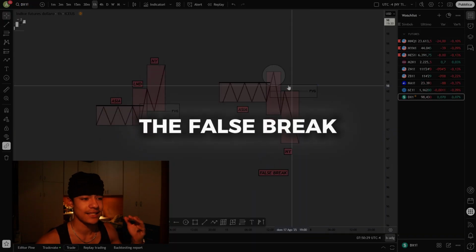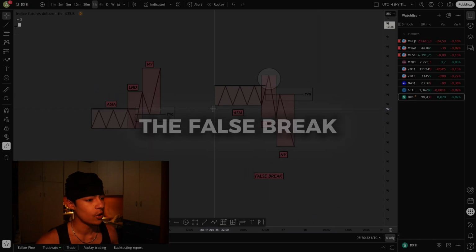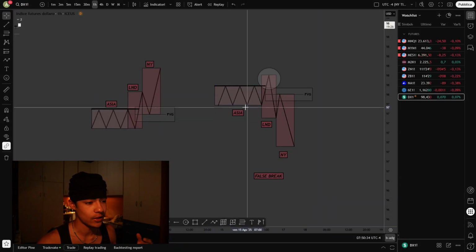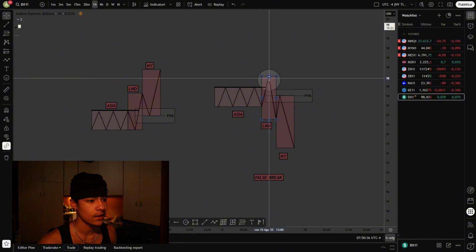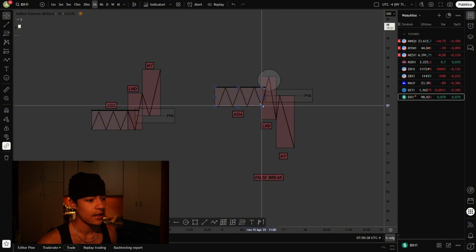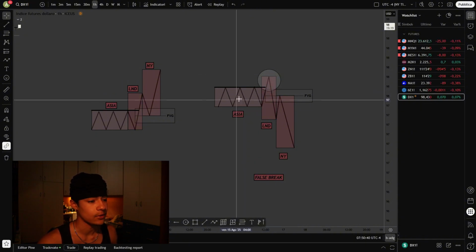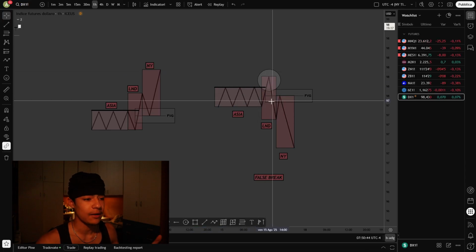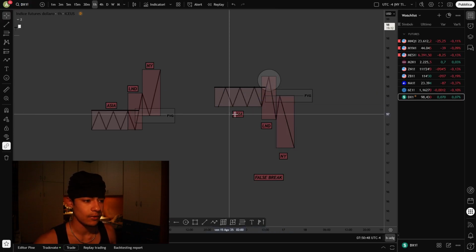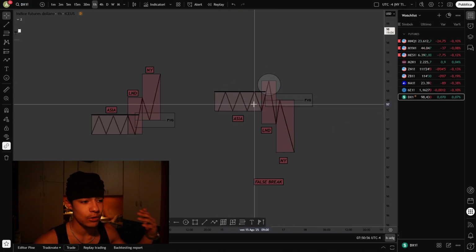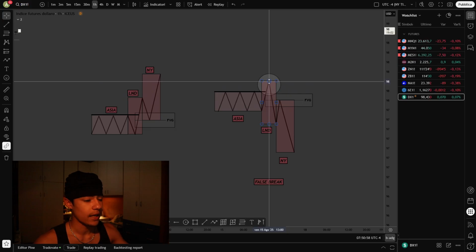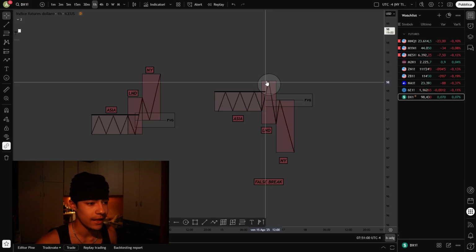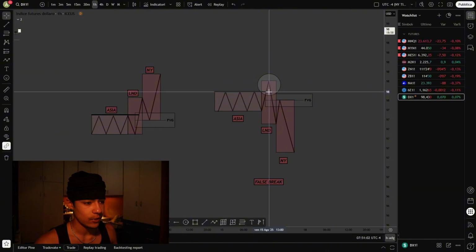So this is the second one, the false break. We have Asia's consolidation as always. On the London session, in this pattern, we can sweep Asia highs or lows, and then come back into the range or on the other side of the Asia's range. So if we sweep Asia highs, we can close right then, this sweep inside this range, and then also break and stay below the Asia's lows.